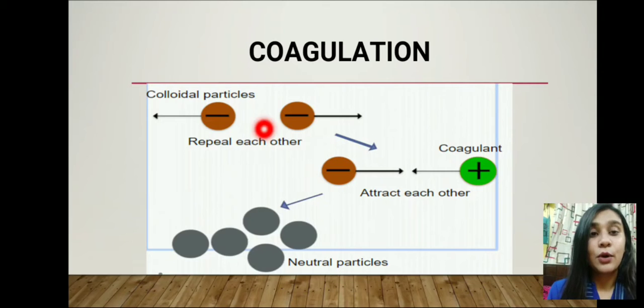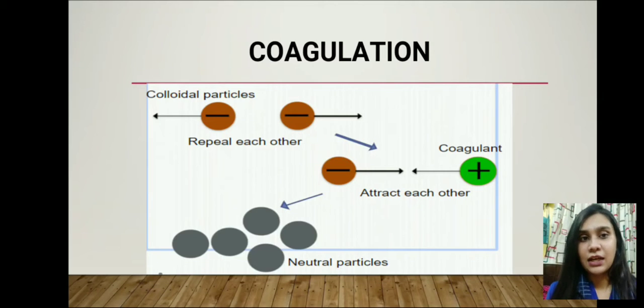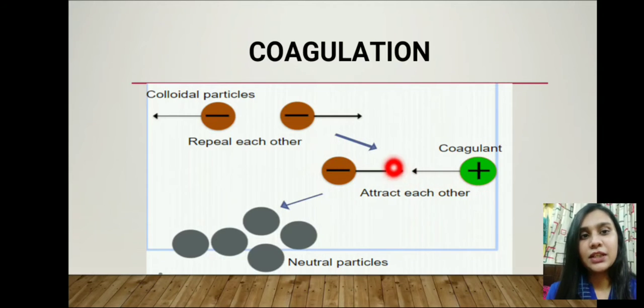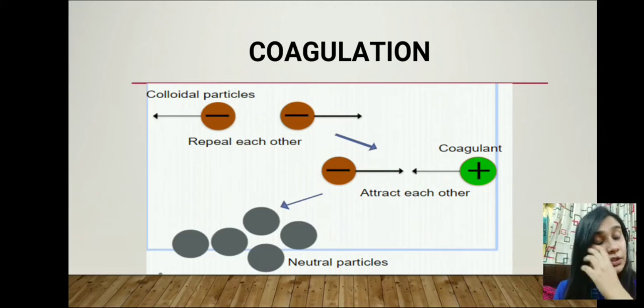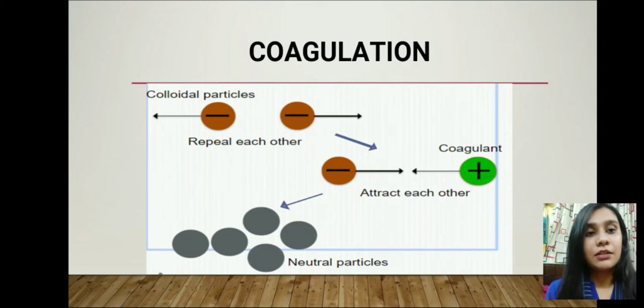Here we can see that the colloid particles are negative and they repel each other. We all know that the same kinds of charge or ions repel each other, and different kinds of charge attract each other. So the negative colloid particles repel each other, and if we put a positively charged coagulant, it attracts the colloid particles as they are differently charged, and then they react together and create a neutral particle.